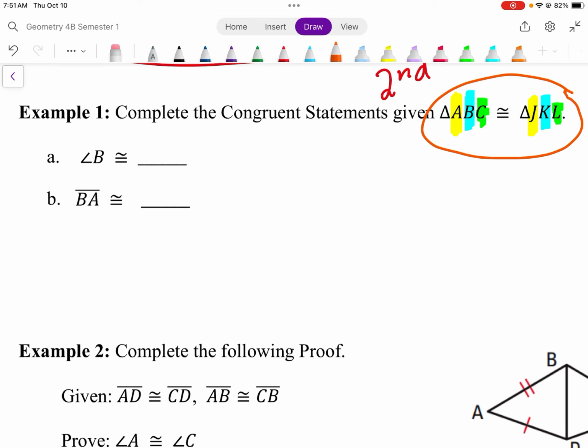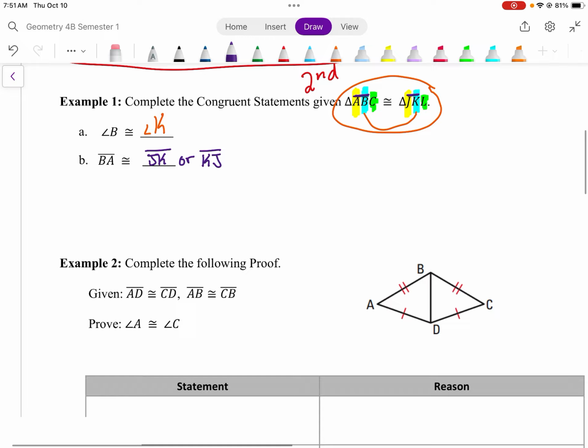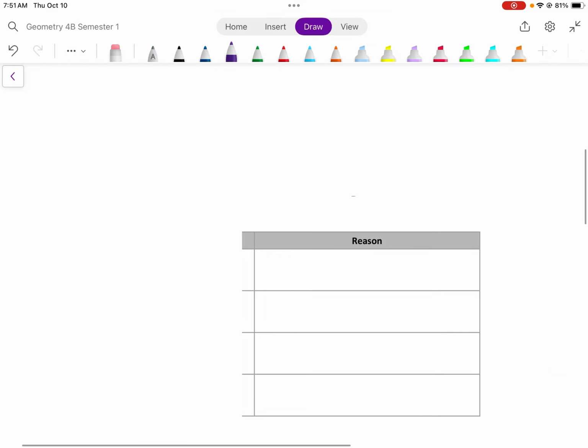So in this problem, angle B is going to be congruent to angle K. With these, again, don't forget your symbols. And then BA is going to be congruent to segment JK. And when you're naming the segment, it is okay to flip the letters around so the order is different, as long as it's the same letters, it'll be counted correct. All right, so that part's not new. The new part is when we are going to be doing our proofs.